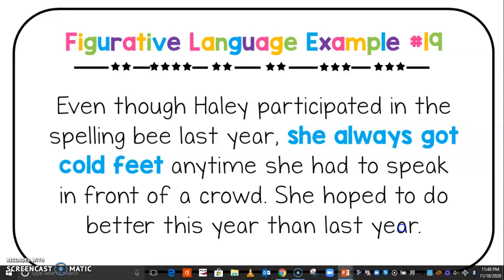Maybe something like, even though Haley participated in the spelling bee last year, she still gets nervous anytime she has to speak in front of a crowd. Right? Doesn't change the meaning, right? But the figurative language is a nice tool that writers have that you can use too as a writer to really help develop the reader's mental movie.